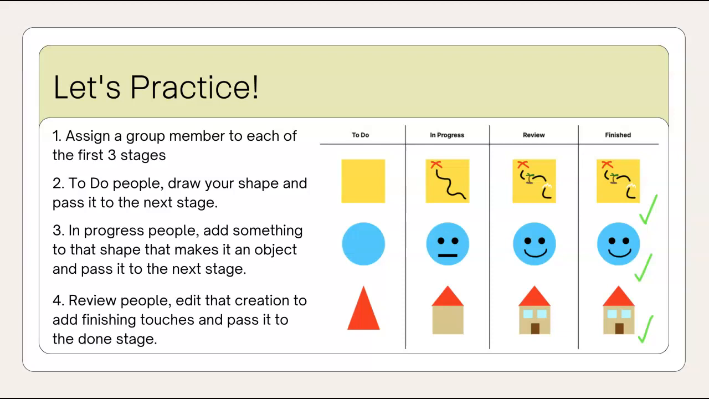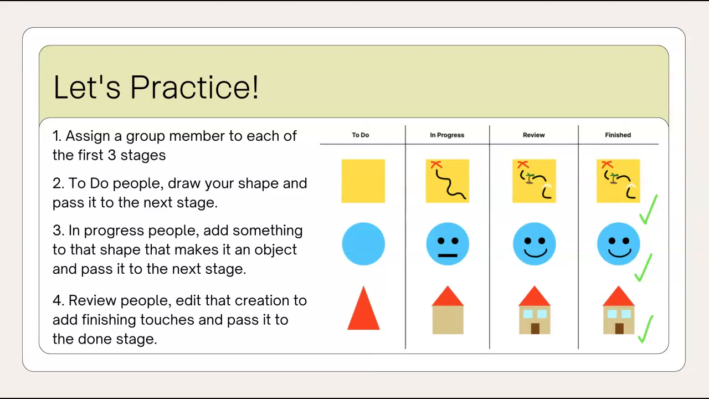That's going to be your in progress stage. So in progress people, go ahead and add something to that shape that makes an object. You see here, that circle has now become a face. And then once you've done that, you're going to pass it to your next stage, which is going to be the review. Now review people, you're going to edit that creation and add finishing touches before finally approving it and passing it to the done stage.